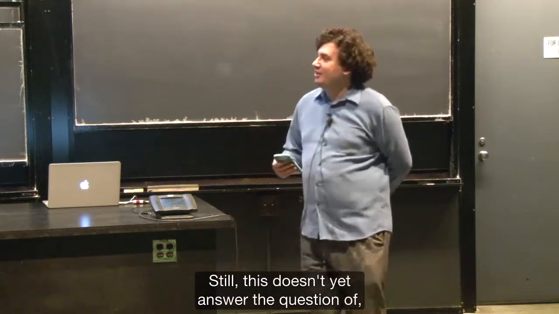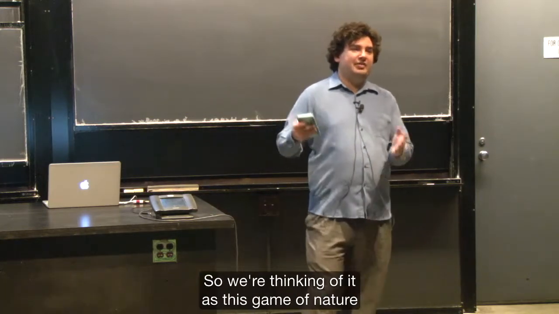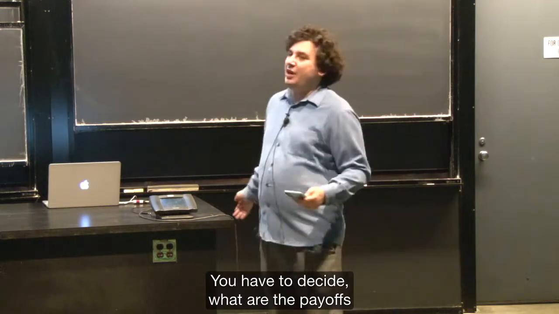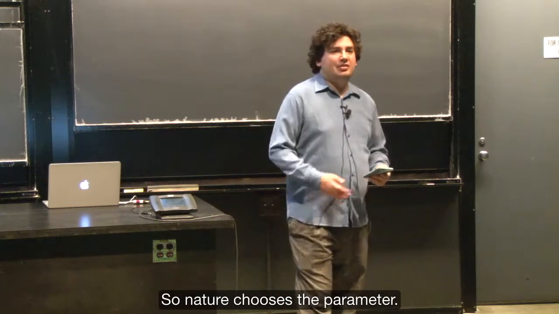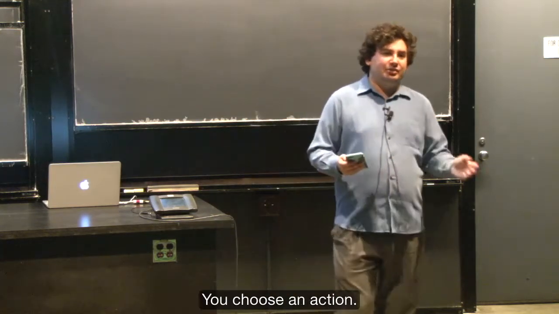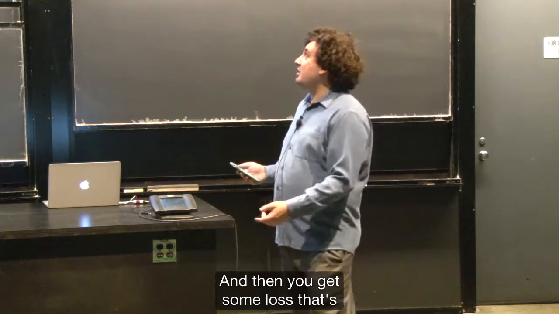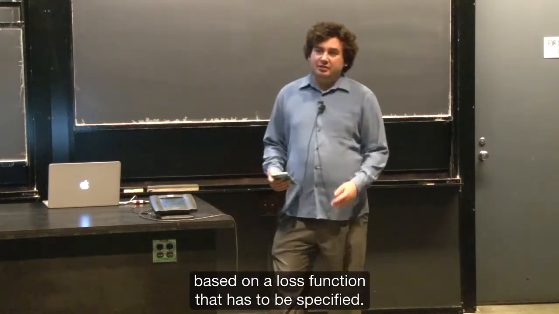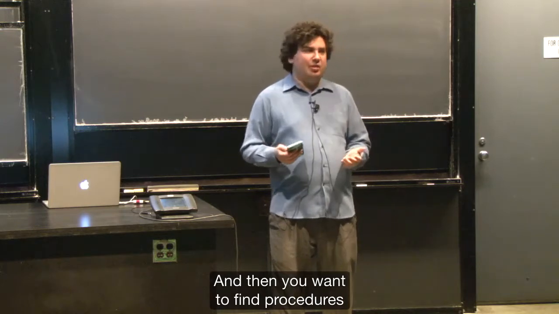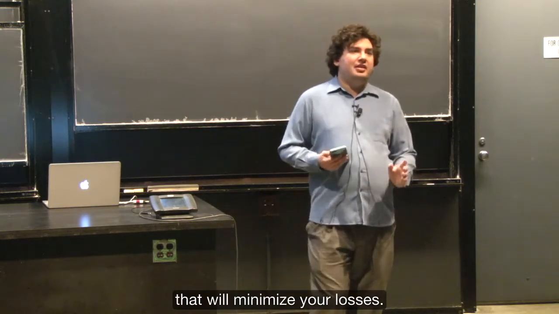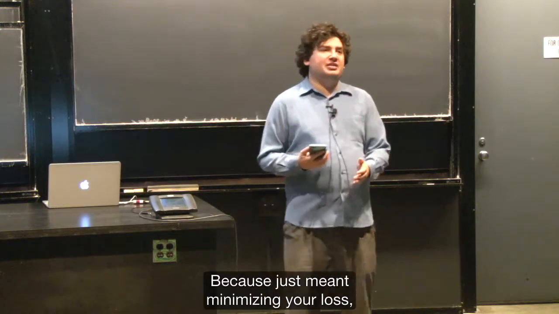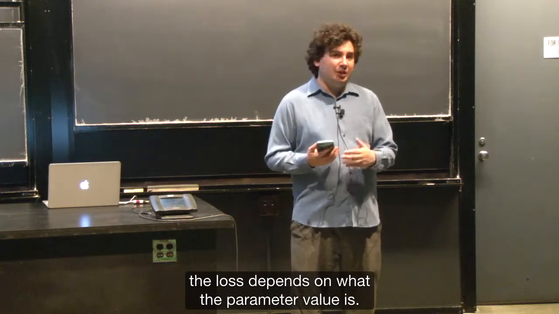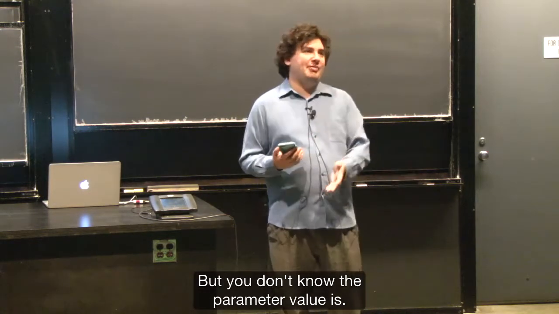Still, this doesn't yet answer the question of how do you decide what to do, right? So we're thinking of it as this game, nature versus data scientist. You have to decide what are the payoffs or outcomes of the game. So nature chooses the parameter, you choose an action, and then you get some loss that's based on a loss function that has to be specified, okay? And then you want to find procedures that will minimize your losses. That still doesn't tell us what to do, though, because the loss depends on what the parameter value is, but you don't know the parameter value.